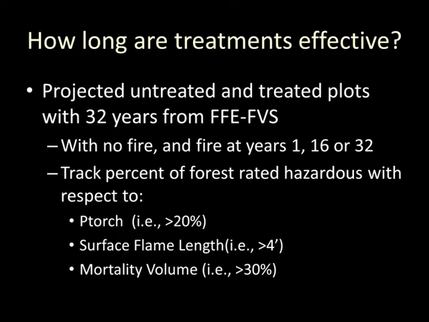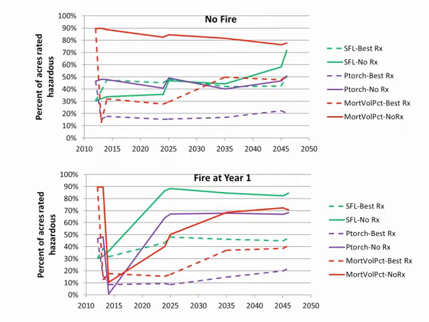But for the three hazard attributes, surface flame length, probability of torching, and mortality volume percent, far fewer stands were rated hazardous by those attributes over the projection period when the best treatment was applied, compared to leaving them untreated. So the untreated are the solid lines here for those attributes, and the way I've represented it is the percent of the acres that are considered hazardous at any point in time, hazardous by our thresholds that we defined earlier. And that was true even if the treatment was followed by a fire a year later.